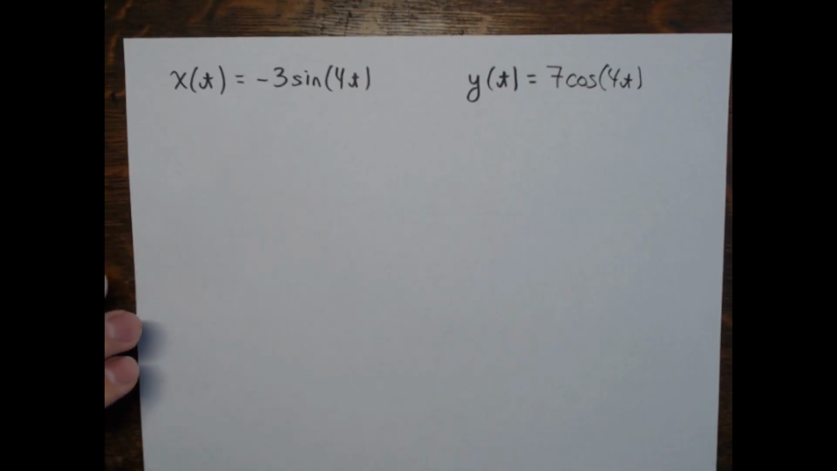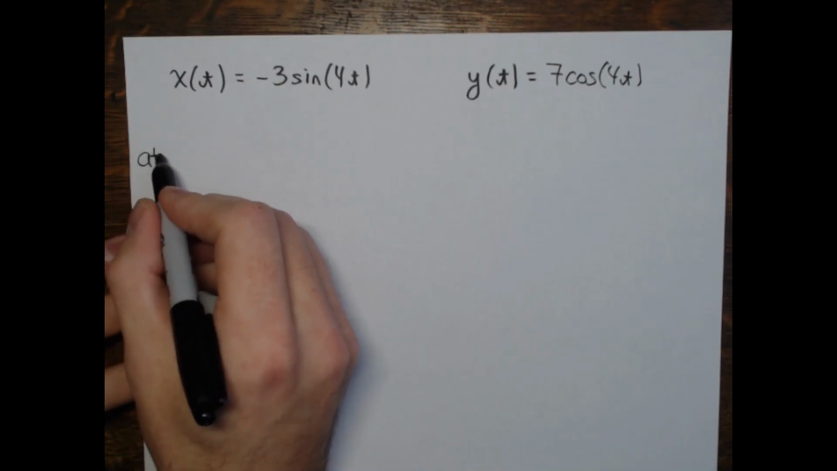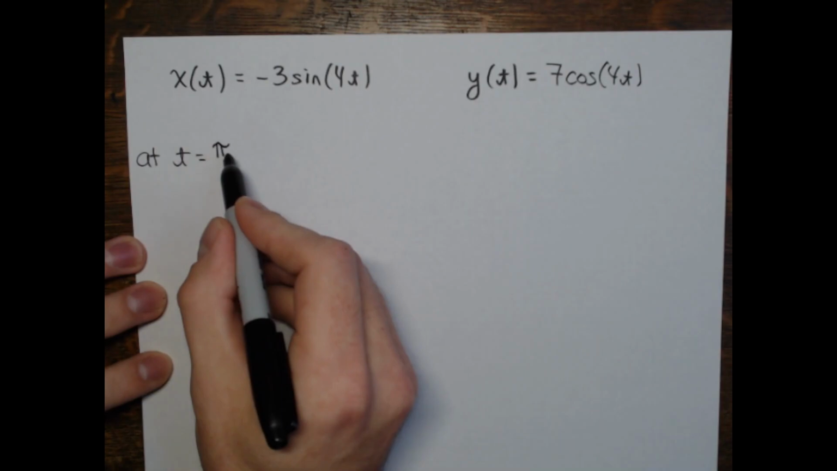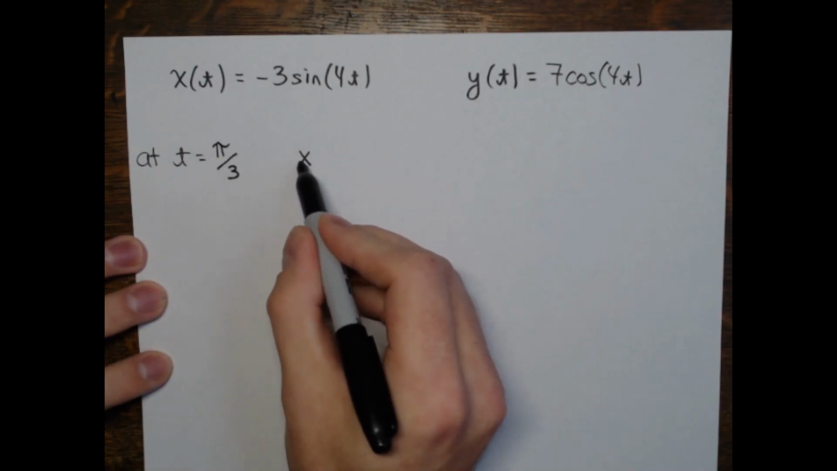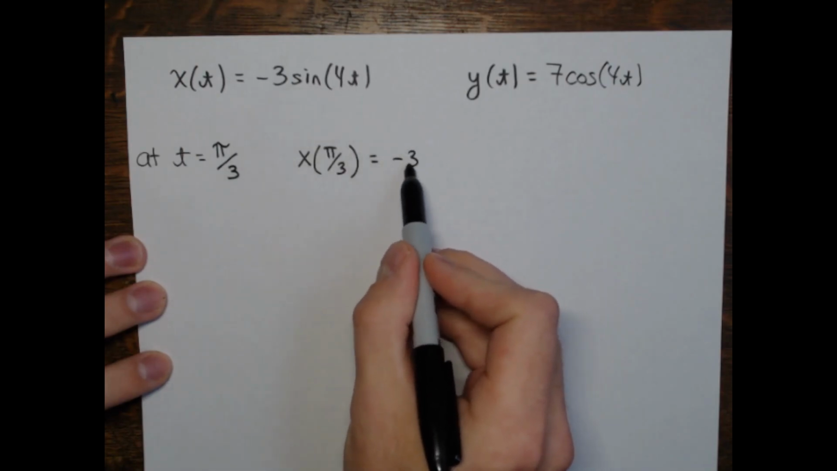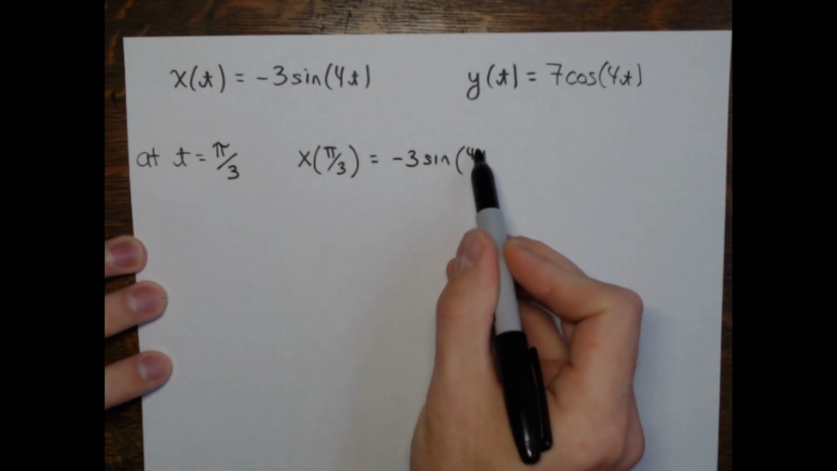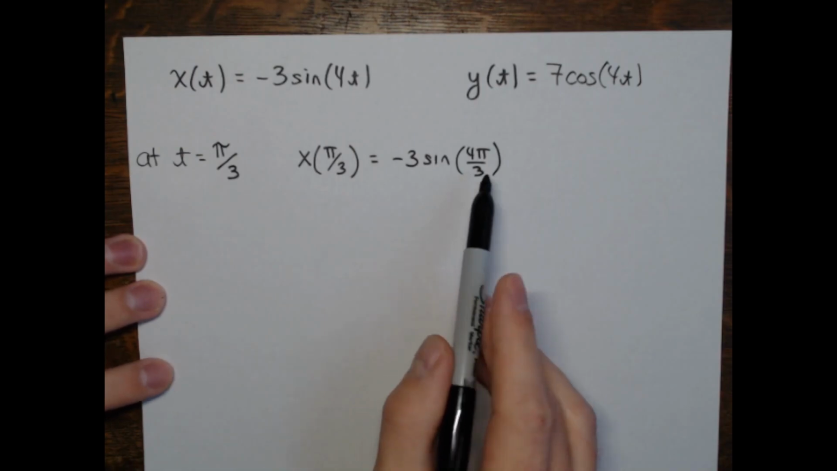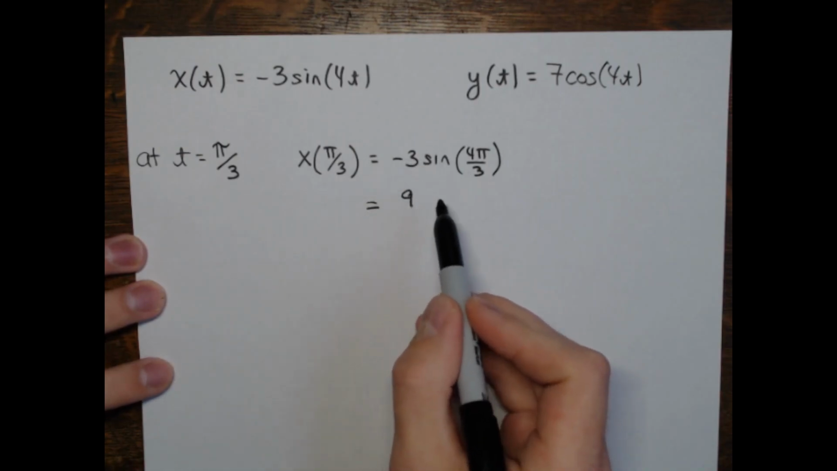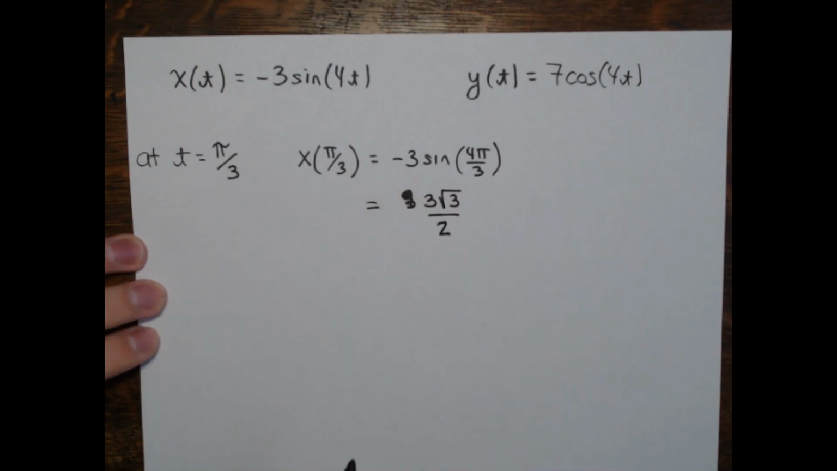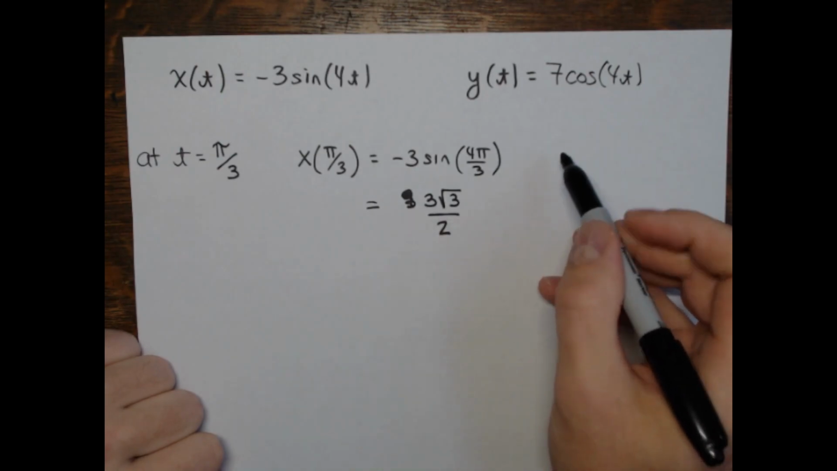Now, at t equals, the value of t they're giving us here is pi over 3. X of pi over 3, the x coordinate that we're at, would be negative 3 times the sine of 4 pi over 3. Now the sine of 4 pi over 3 would be negative square root of 3 over 2. So this is positive 3 root 3 over 2, negative 3 times negative square root of 3 over 2. So that's the x coordinate that we're at.